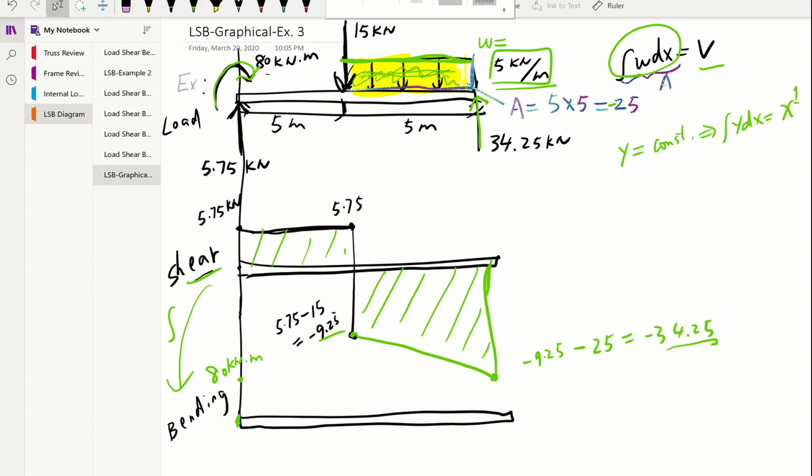Then we're going to integrate the shear to our bending. And this area is above, so it's positive. If you integrate this entire rectangle, that will give us the area of 5.75 for this dimension and this dimension is 5. So that will give us the value of 28.75.